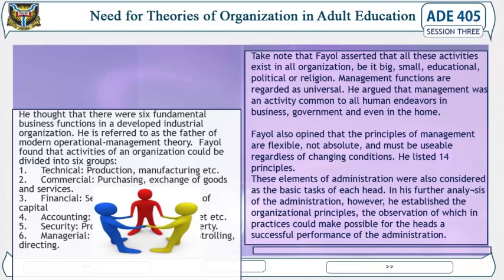Take note that Fayol asserted that all these activities exist in all organizations, be it big, small, educational, political, or religious. Management functions are regarded as universal. He argued that management was an activity common to all human endeavors in business, government, and even in the home. Fayol also opined that the principles of management are flexible, not absolute, and must be usable regardless of changing conditions. He listed 14 principles.